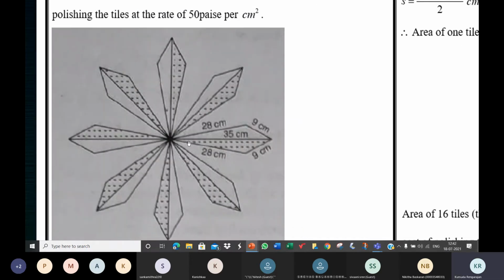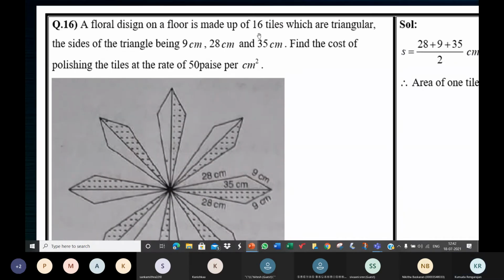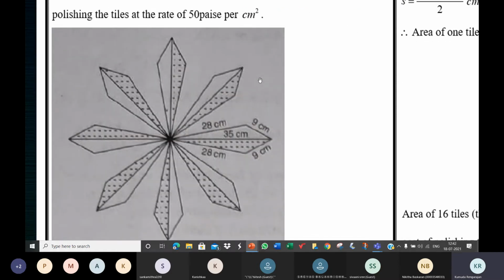Are there 16 tiles here? Made up of 16 tiles which are triangular. Can you count 16 tiles, children? Ma'am, actually it has been split into half, ma'am. Yes, 16 tiles. But how many tiles can you see? Ma'am, 8 tiles, ma'am. Okay, that means you can see 8 tiles you're saying.